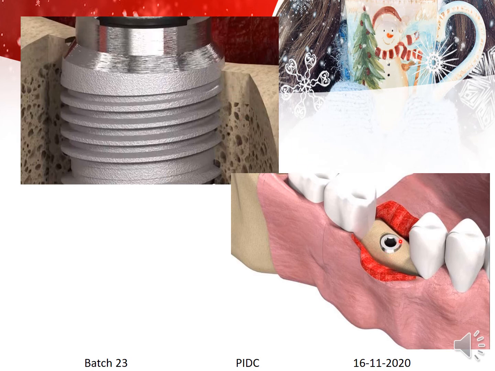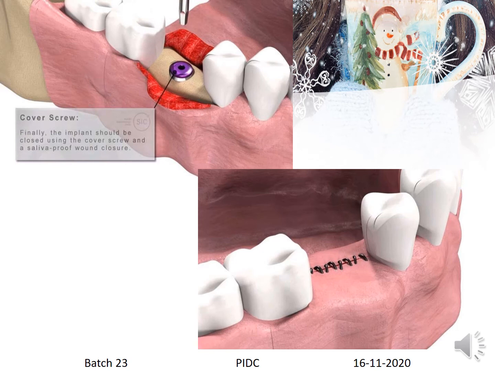So you can see the implant which is being placed, after which the implant should be covered using a cover screw like this, so that it becomes a little safety for it, and then close it so that it doesn't allow any saliva or other particles to reach inside.